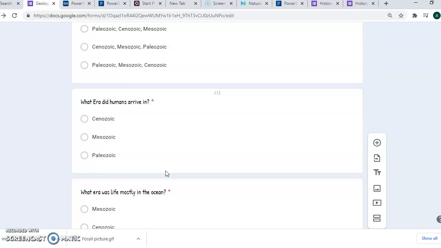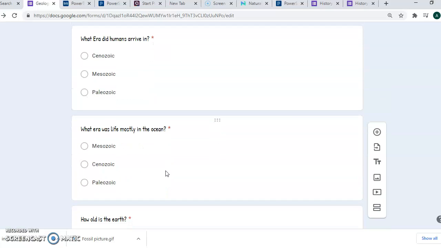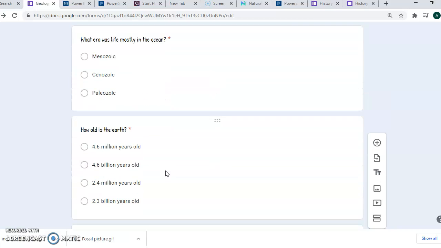What era did humans arrive in? Cenozoic, Mesozoic, Paleozoic. What era was life mostly in the ocean? Mesozoic, Cenozoic, Paleozoic.